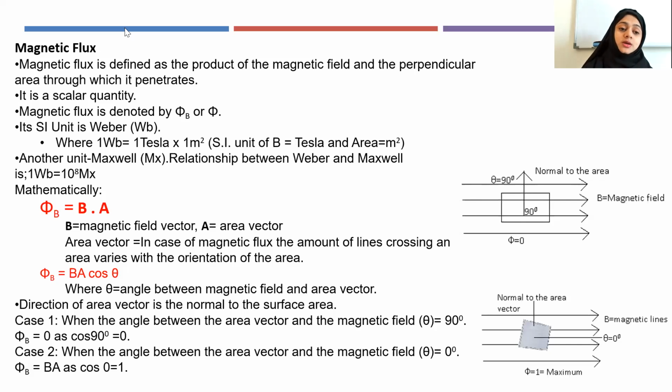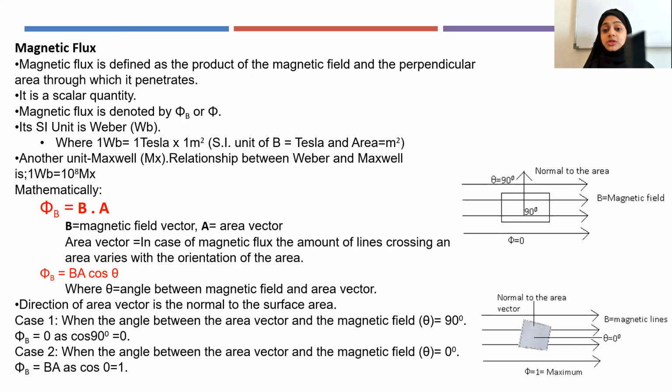Now, a similar quantity is magnetic flux, and magnetic flux is defined as the product of the magnetic field and the perpendicular area through which it penetrates. So it's a scalar quantity. We know that magnetic field is a vector quantity. And area, I told you before in the last chapter that sometimes we take area as a vector.